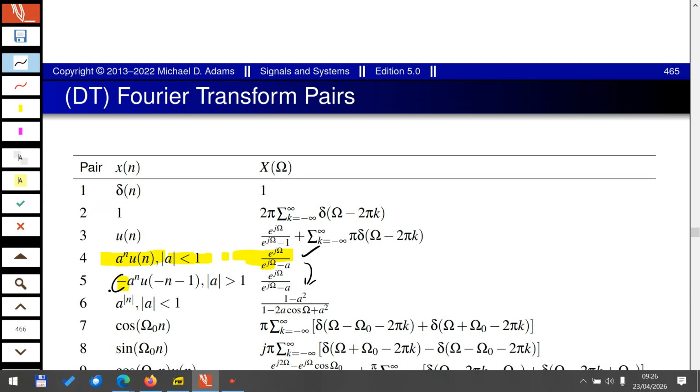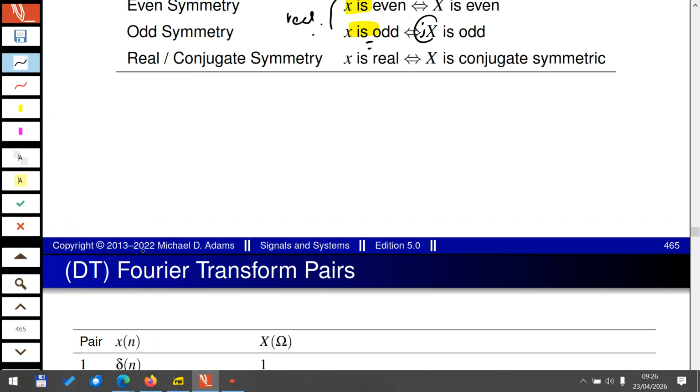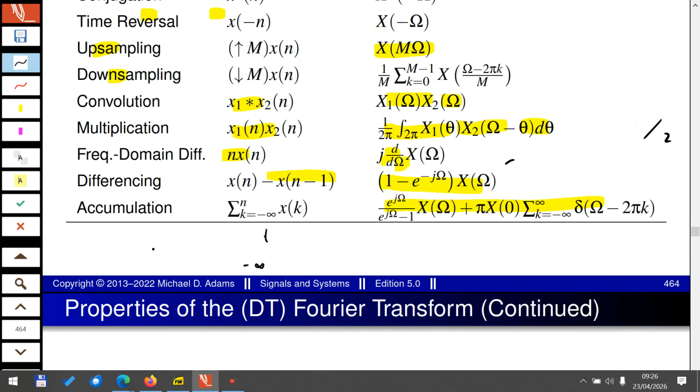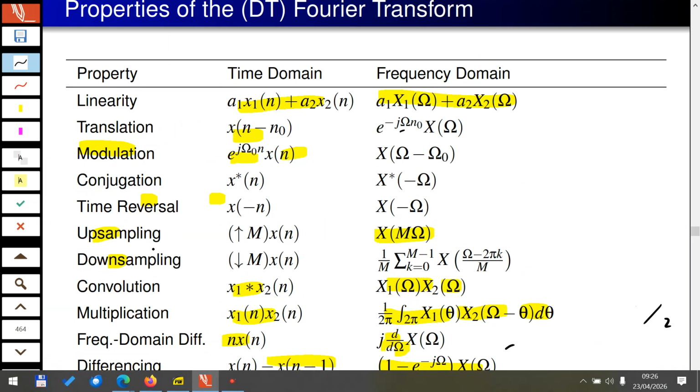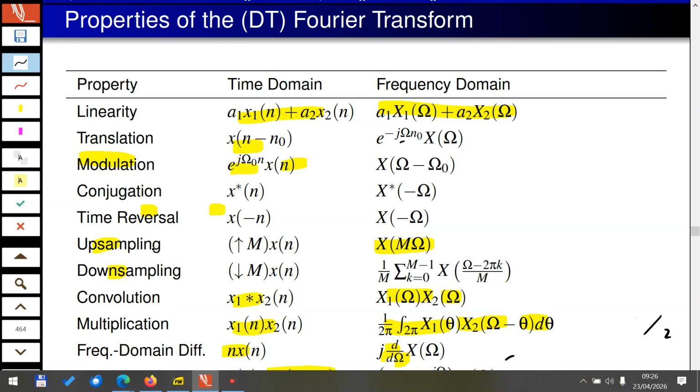No idea? It's just changing the value. You don't change the time. So which property is dealing only with the value of the signal? Tell me. First one, right?